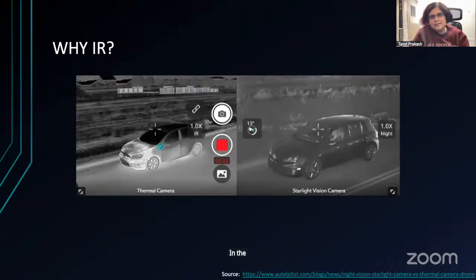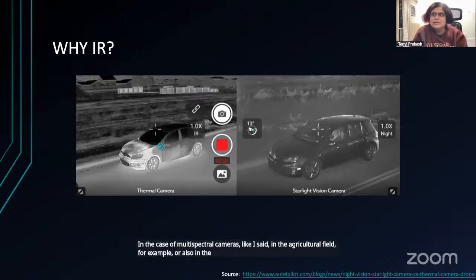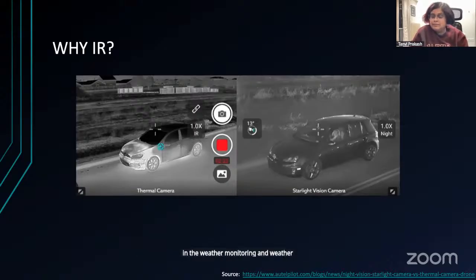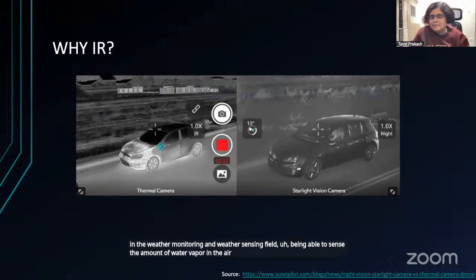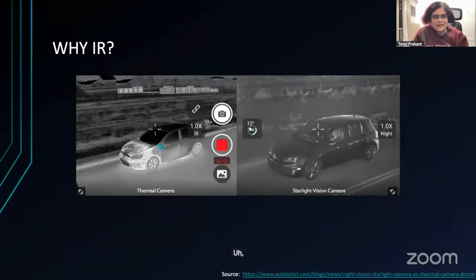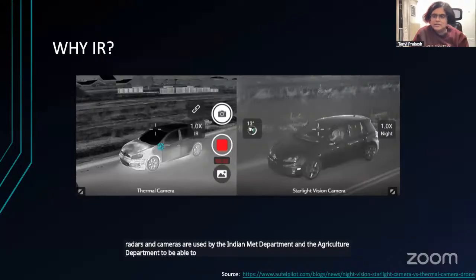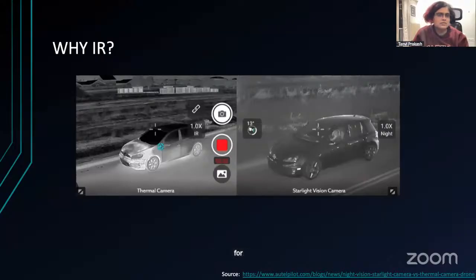In the case of multispectral cameras, like I said, in the agricultural field, for example, or also in the weather monitoring and weather sensing field, being able to sense the amount of water vapor in the air that's there can tell you when the monsoon is going to arrive, for example. So these kind of satellite radars and cameras are used by the Indian Met Department and the Agriculture Department to be able to make predictions for civilian purposes.